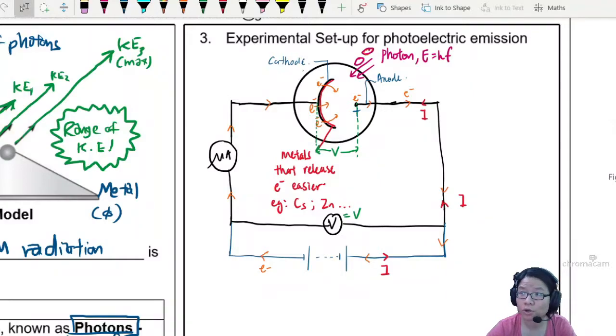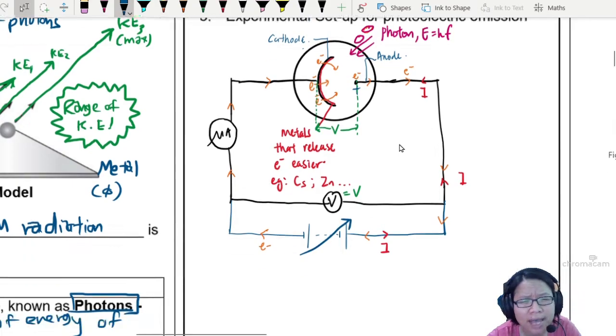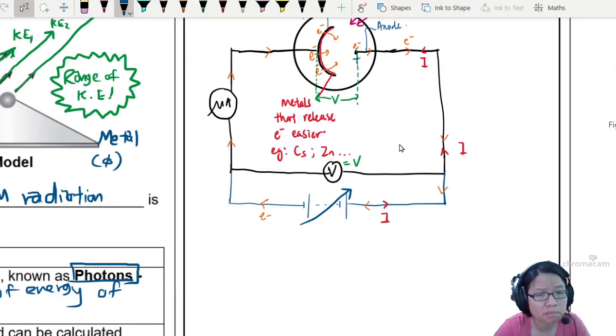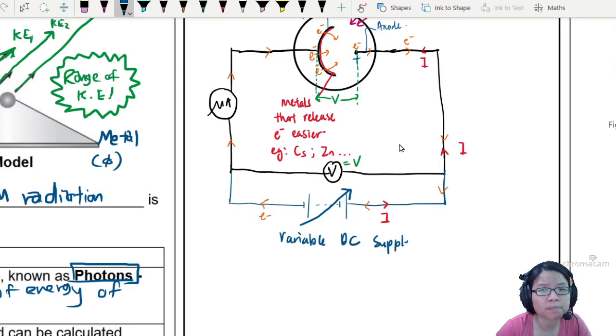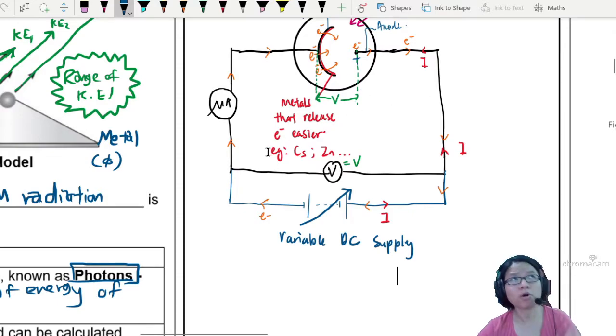Okay, so as I said, we will now look at the experimental setup. So you can see here, it's our little photocell. Now, one thing I didn't tell you is that this power supply here, I'm going to draw an arrow here. What does the arrow mean? Normally in a circuit, it means that this is a variable DC supply. We want to be able to change the value of V from positive to negative.